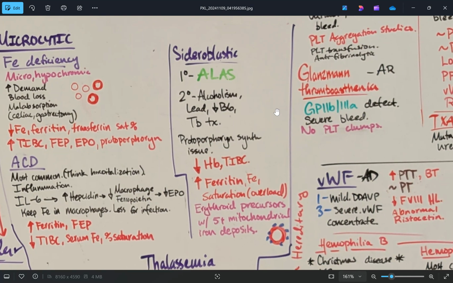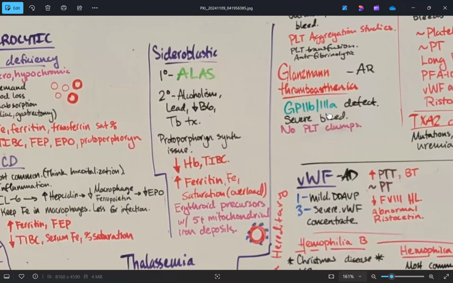You have increased ferritin and increased iron, which again, if you have less protoporphyrin and you're not making hemoglobin, you're not going to use that iron. The storage is going to go up. You'll also have an increase in erythroid precursors with, they say, 5+ mitochondrial iron deposits. And so on that red blood cell, I kind of drew in a bluish tint around it, a bunch of little blue dots. Those will be your iron deposits on histology.